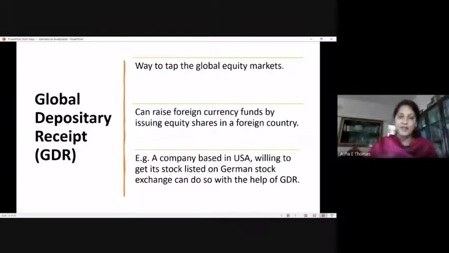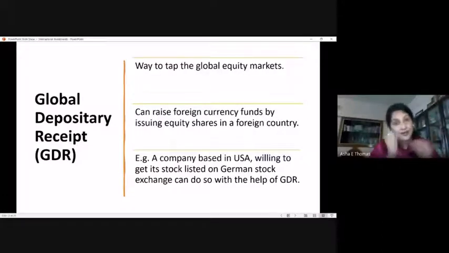Okay, in the same way, a global depository receipt is another way to tap the global equity market. It is also a method for companies to raise funds. See, we were talking about the American Depository Receipt. When an American investor is investing in the shares of a company in the UK, automatically the company is getting financial assistance from the US. It's an opportunity for the company to tap finance from the US market. Indirectly, that is happening.